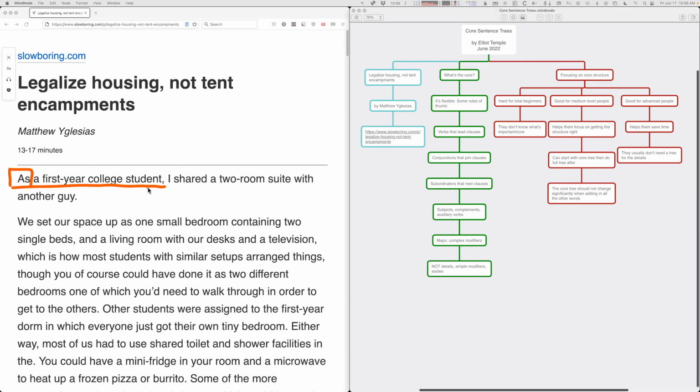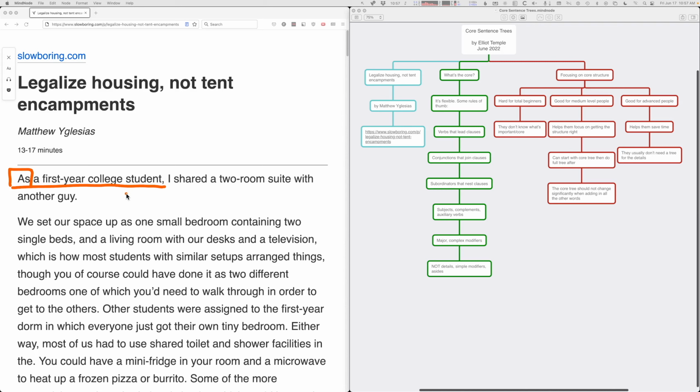A first-year college student, is that a clause or is it a phrase? Well, there's no verb, so it can't be a clause. It must be a noun phrase, which means the as is not a clause conjunction, it's a preposition. So we have a prepositional phrase here, it's a modifier. Because it looks like a decent chunk of the sentence, there's a comma involved, it could potentially be confusing if you ignore it or don't know what it is. I'm going to include it.